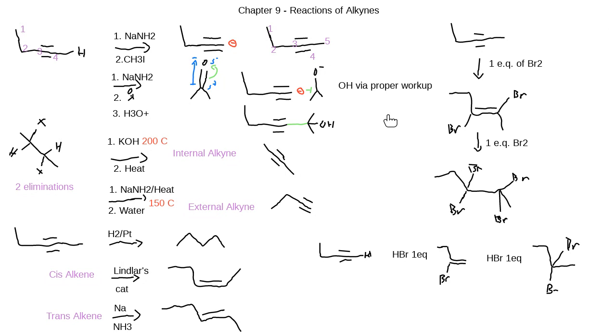All right, and obviously, if we have HBr with peroxide, which is H2O2, we will get the same thing, except the Br will be on the other side, like that. Okay. All right. So, any questions on any of this?